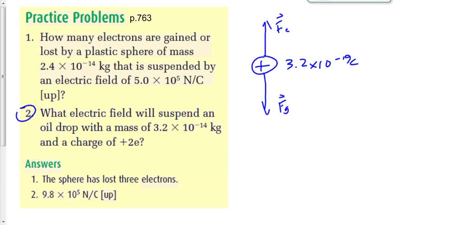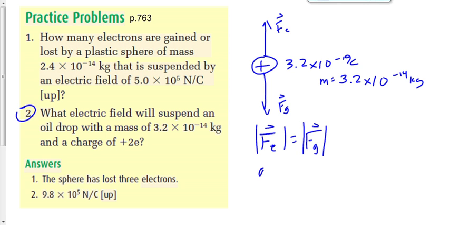What else have we got? We got the mass of it, right? The mass is 3.2 times 10 to the minus 14 kilograms. That's a little bit confusing, both 3.2. We're looking for E, the electric field. So we're saying Fe is equal to Fg. We're going to say Q times E is equal to M times G. And we're going to solve for E here. It becomes Mg over Q.